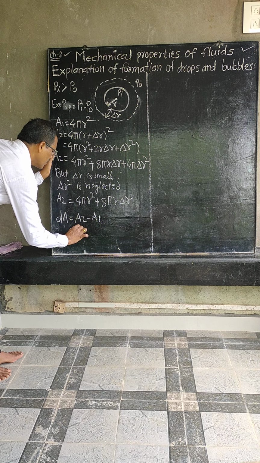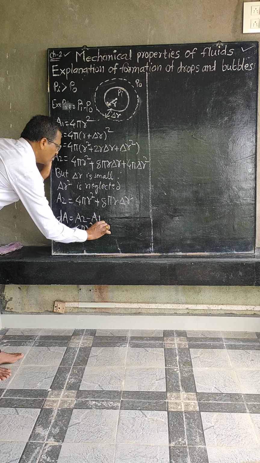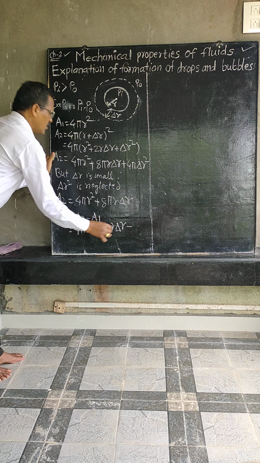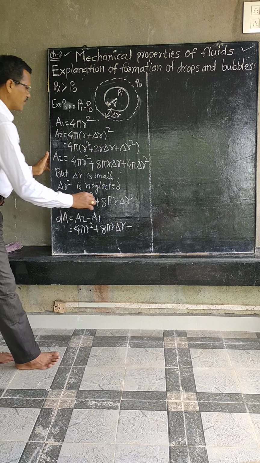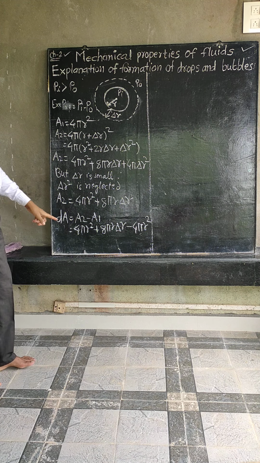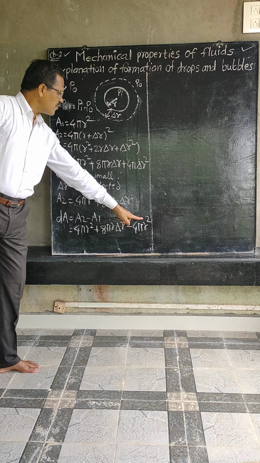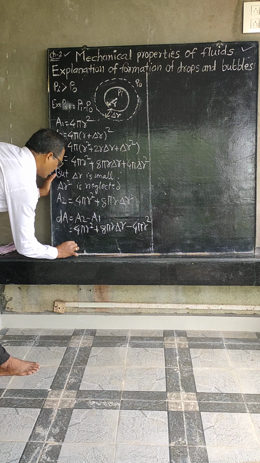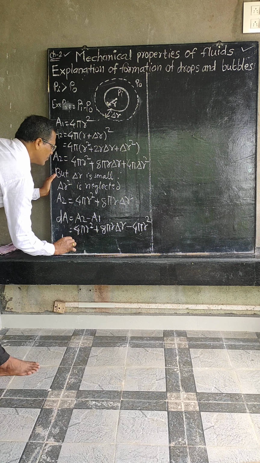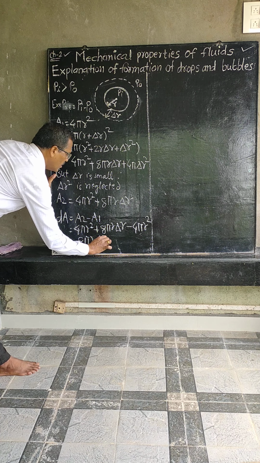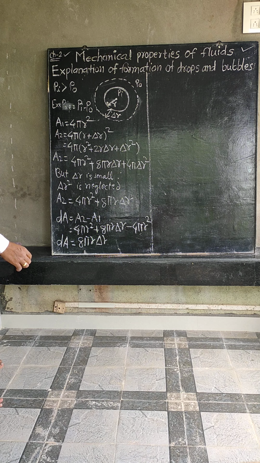Therefore, 4 pi r square plus 8 pi r delta r minus A1, which is 4 pi r square. Plus 4 pi r square and minus 4 pi r square becomes 0, and therefore the increase in area dA is equal to 8 pi r delta r.